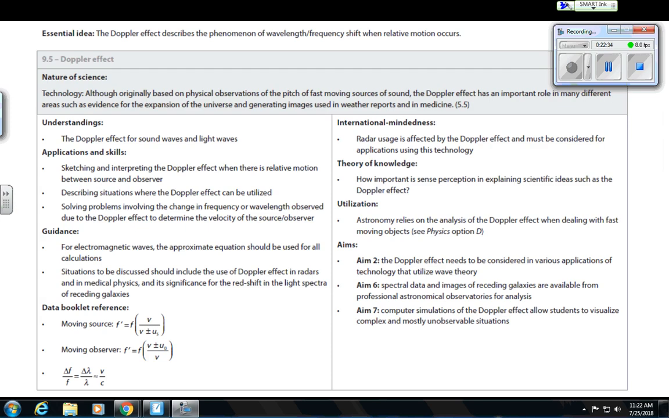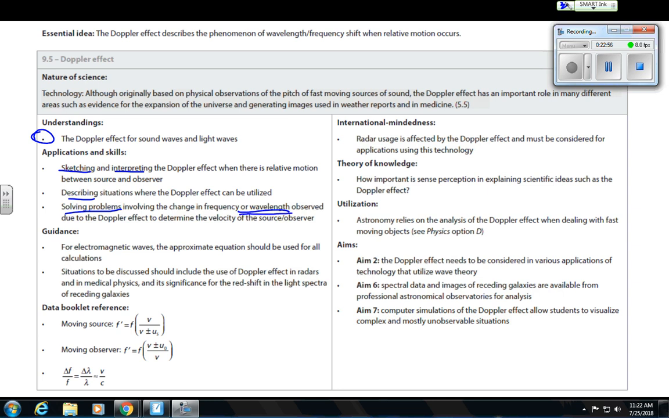Okay, so let's review a little bit of the syllabus here and see how we did. You need to understand what the Doppler effect is. You should be able to sketch and interpret those drawings. You should be able to describe situations where the Doppler effect is used. And finally, you should be able to solve problems involving the change in frequency or wavelength observed due to the Doppler effect to determine the velocity of the source or observer.